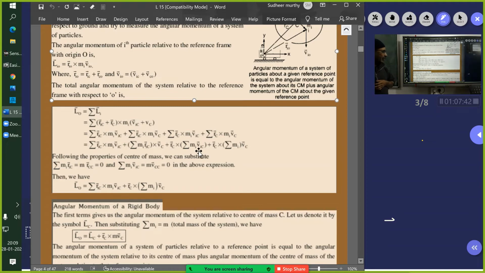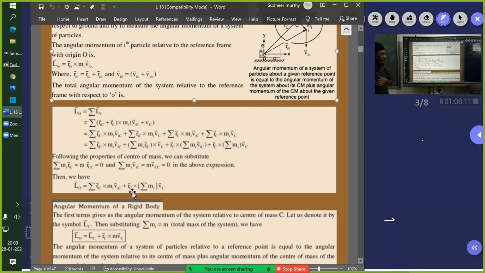Okay, this term will get 0, this term will get 0. So we are left with only 2 more terms. So L bar of O will be equal to summation of Mi VC, and RC cross summation Mi VC. Summation Mi is what? M, the mass of the body. So the mass of the body into VC gives you linear momentum.